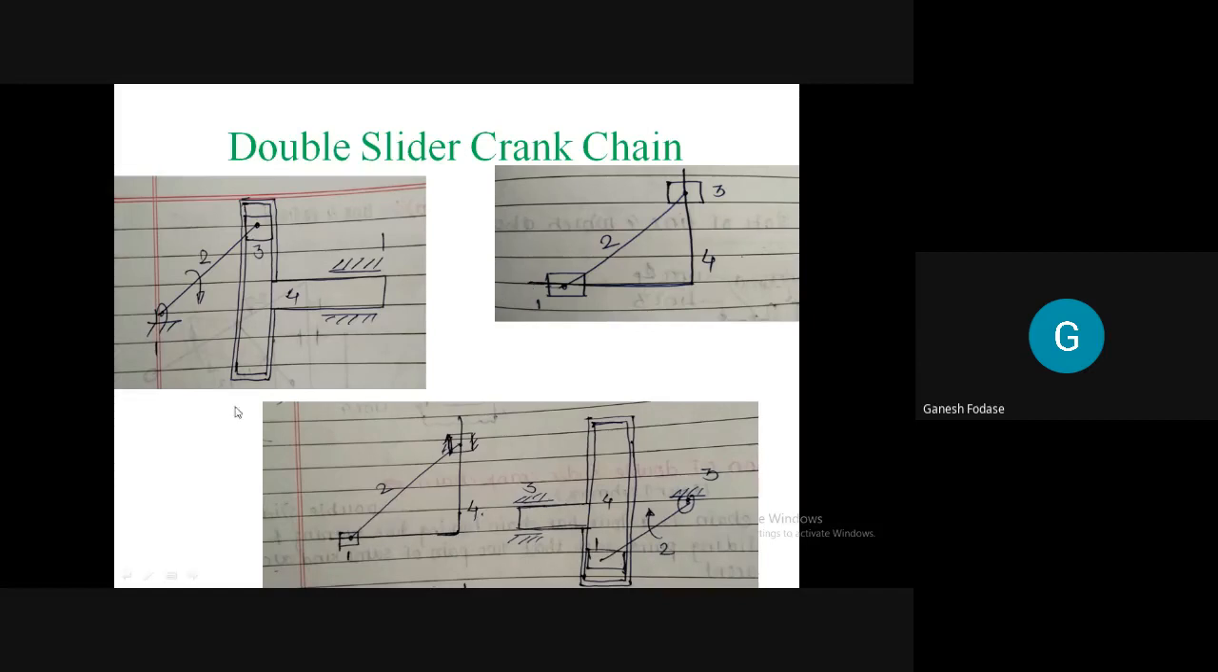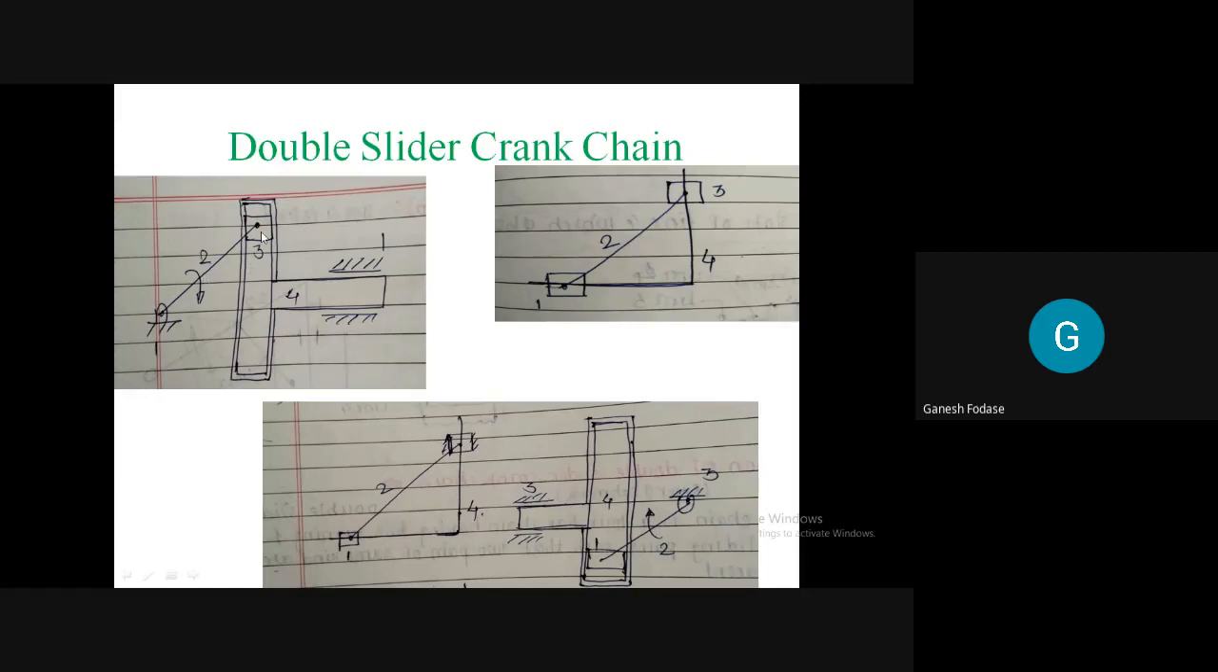So what I did here, 1 is fixed and we know it's a turning pair. So connect this link 2 with 1 by means of a turning pair. Now tell me which kind of pair 2 forms with 3? Turning pair only. The third is a slider, and we form a turning pair. So the two pairs of 2 are the same: 2 forms a turning pair with 1, and 2 forms a turning pair with 3.